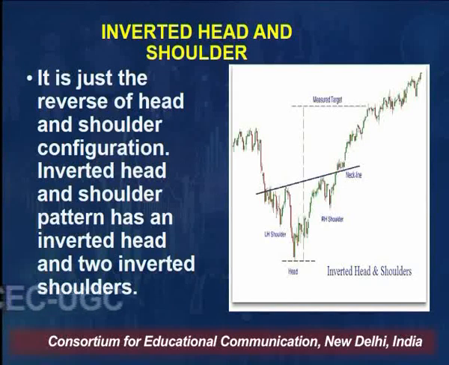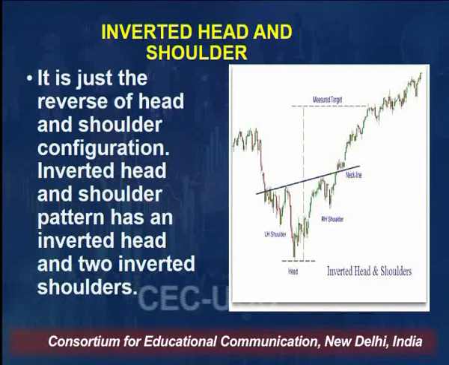In the inverted head and shoulder, it is just the reverse of the head and shoulder configuration. The inverted head and shoulder pattern has an inverted head and two inverted shoulders. See, what you are seeing here is that the bottom is the inverted head, and adjoining the inverted head there are two shoulders, and we join the tops of the shoulders, and this is called the neckline.